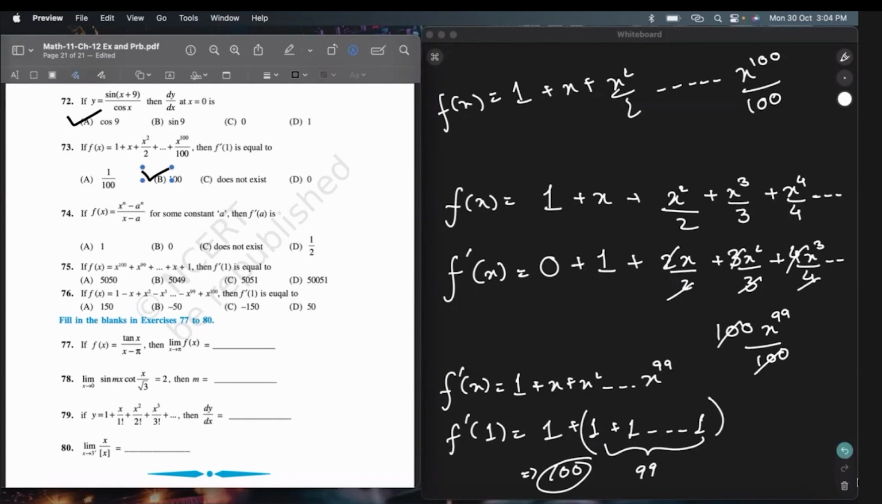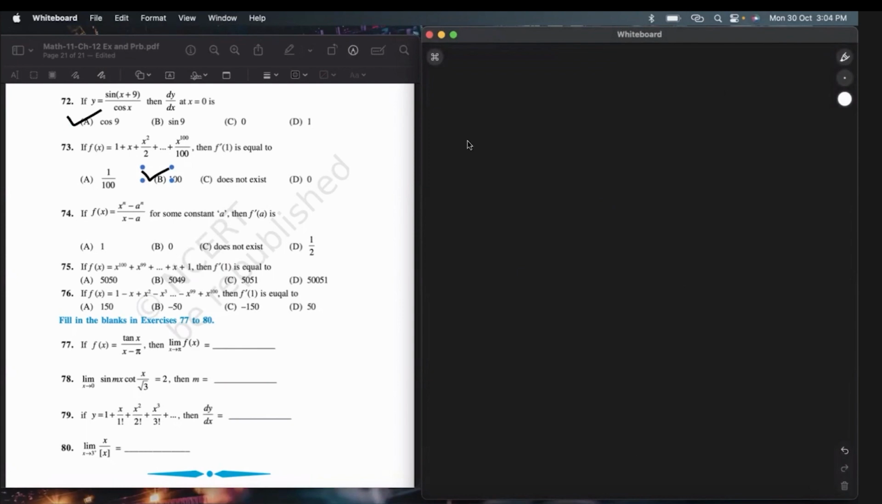Question number 74. So in question number 74, what do I have? It has been given to me that f(x) is equal to x raised to the power of n minus a raised to the power of n, whole thing divided by x minus a, and a is a constant. So they want us to find the value for f dash a. Alright. Now, how can we solve this question? There are many ways, but if you can't see any way to simplify this question, you can just go ahead and do the division rule.